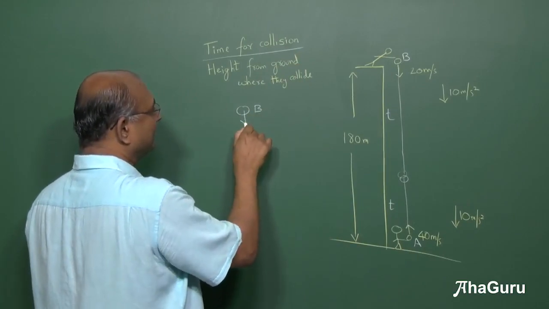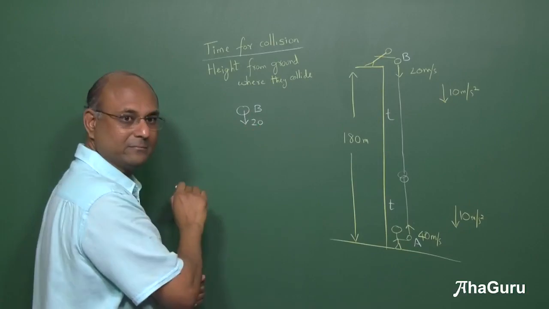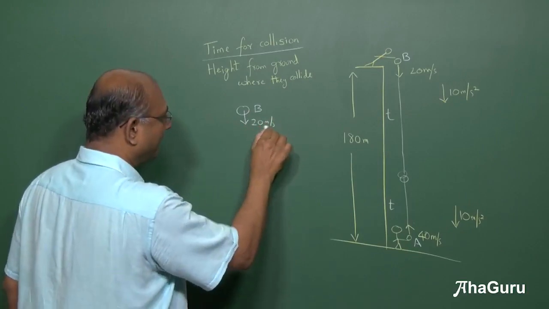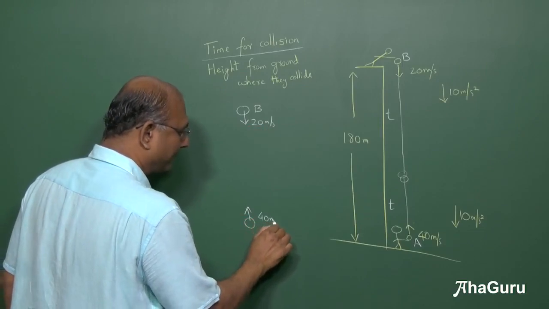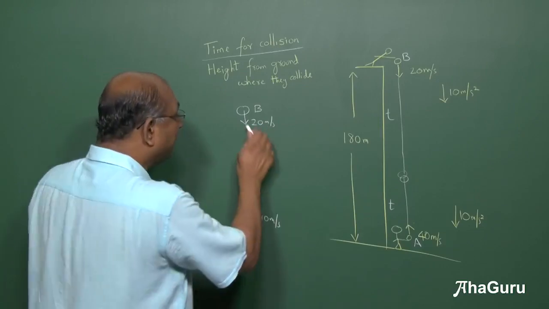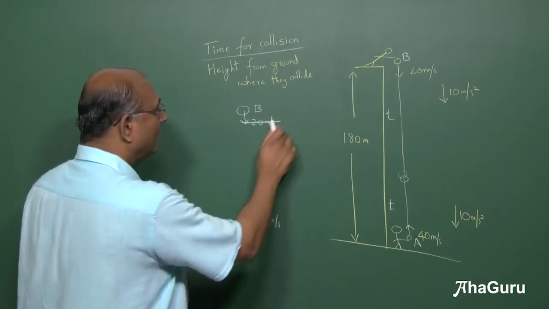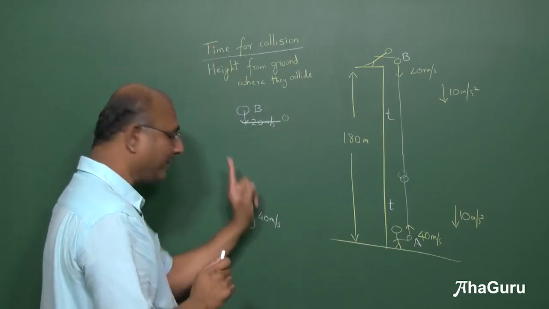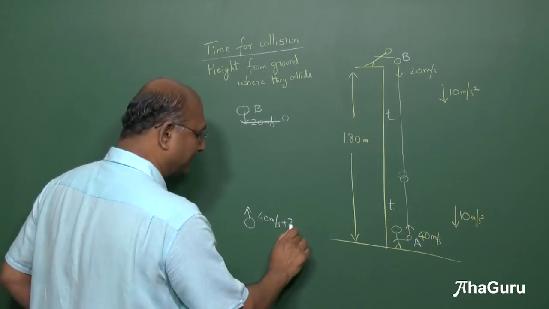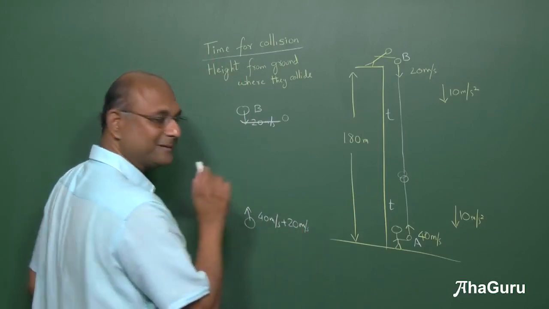Now B had a velocity of how much? 20 meters per second, right? A has a velocity of 40 meters per second. If I make B's velocity 0, how do I do that? By adding 20 that way. That means I must add 20 to this fellow, so this fellow's velocity becomes 60 meters per second.